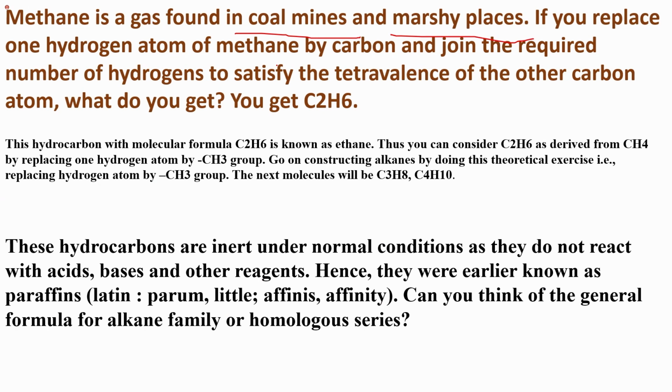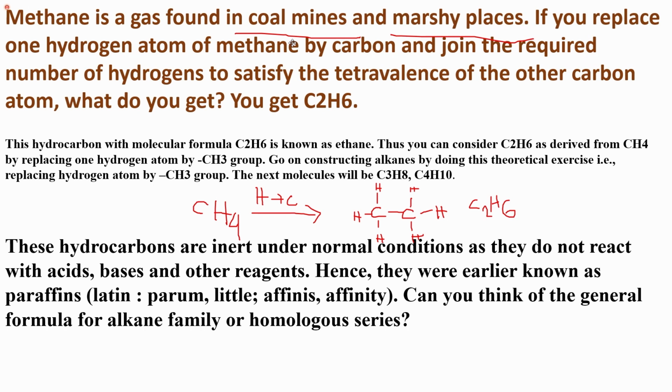If you replace one of the hydrogen atoms of methane by carbon and join the required number of hydrogens to satisfy the tetravalency of the other carbon atom, what do you get? Let's draw the structure. We have the CH4 molecule. One of the hydrogens is replaced by another carbon, and we have to satisfy the tetravalence. Now what you will get is C2H6. This hydrocarbon with molecular formula C2H6 is known as ethane.